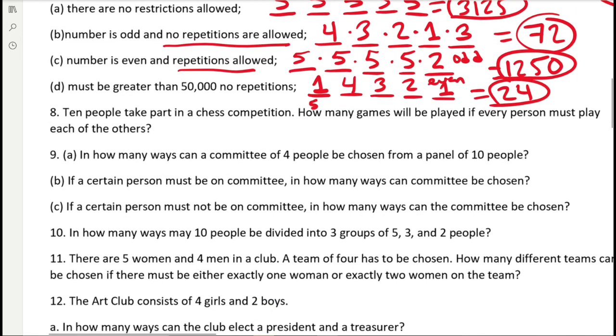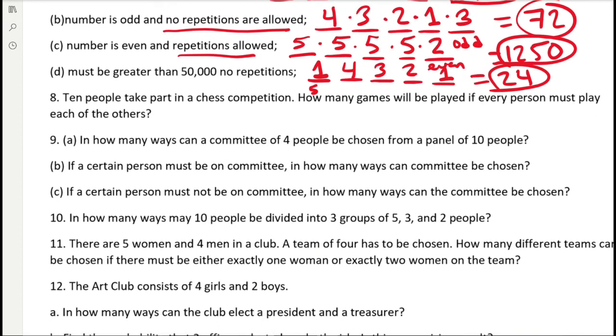All right, let's talk about number 8. So 10 people take part in a chess competition. How many games will be played if every person must play each of the others? So if you're playing a match, well, that's 2 people per match, right? So this is basically 2 people if you're playing matches, and you have a total of 10 people to choose from. Now, in this case, the order doesn't matter. If I pair Mark with say Catherine, that's the same match as if I paired Catherine with Mark, right? That's the same exact match.